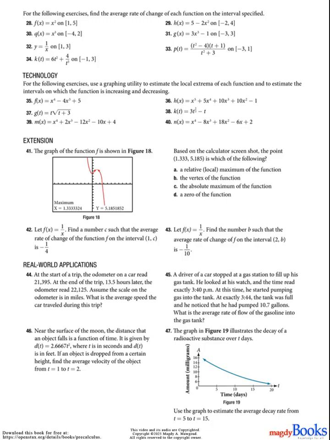47. The graph in Figure 19 illustrates the decay of a radioactive substance over t days. Figure 19. Time, days. Amount, milligrams. Use the graph to estimate the average decay rate from t equals 5 to t equals 15.